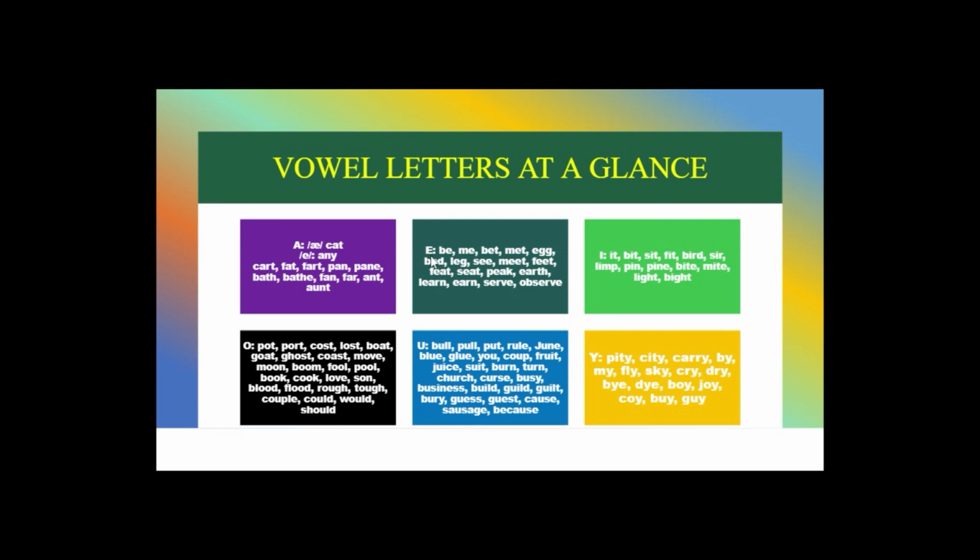Then we look at the vowel letter E. It represents the sound E, as in bee and me. It also represents the sound E, as we have in bet, met, egg, bed, leg, and so on. It represents the long E, as in sea, meat, feet, seed. Then it also represents the long sound as in earth, learn, earn, serve, and observe.